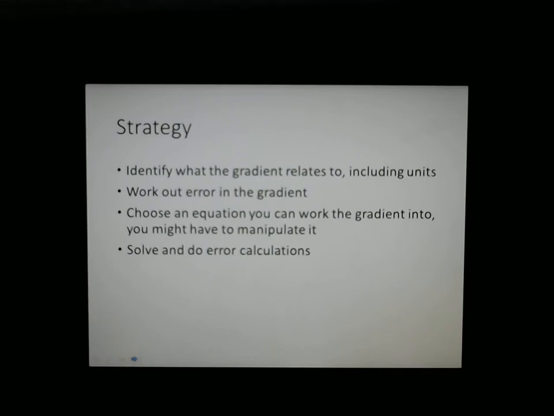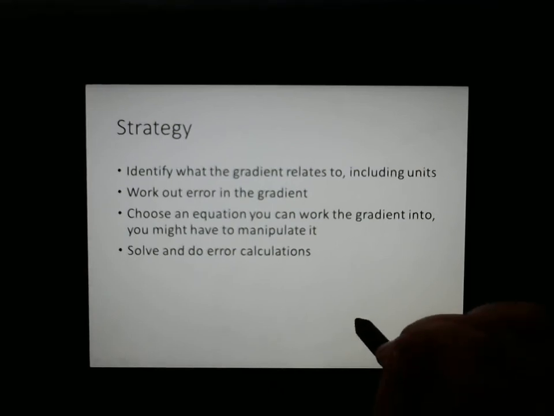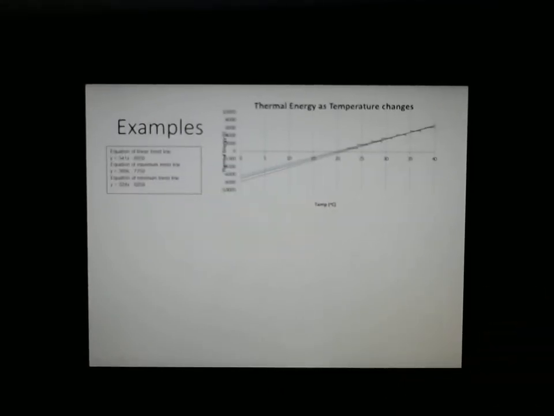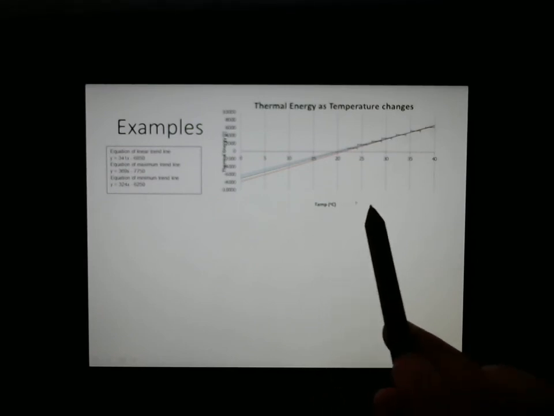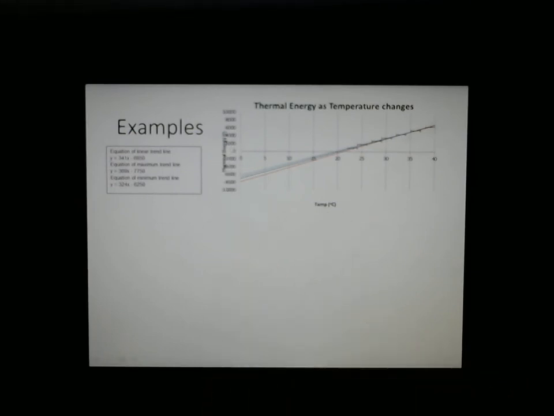It's very hot tonight. And then finally, you do your solution and you do your error calculations. So let's have a look at a couple of practical examples. This is an example from an exam used at another high school. I forget which one I've actually got this out of. But we can see here we have a nice 3-line graph. Here's the temperature of something, and here's how much energy has been changing in the system.